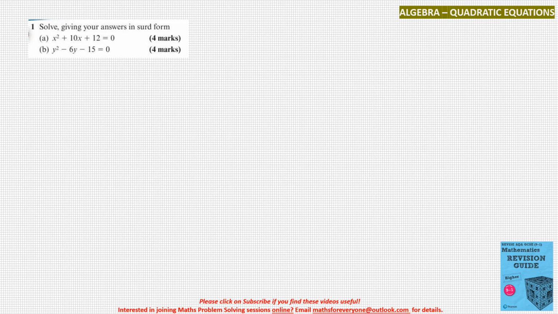Hello everybody and welcome to this session on quadratic equations. I have taken these questions from the AQA Math Revision Guide.